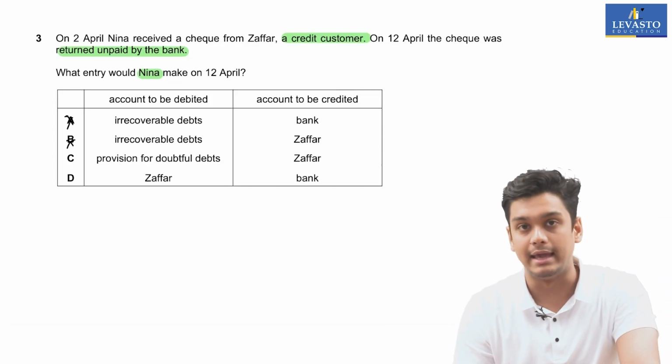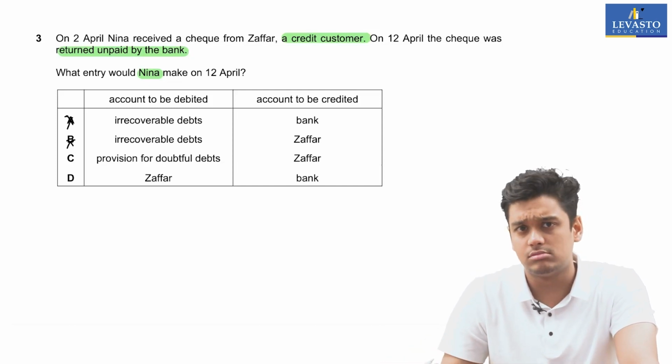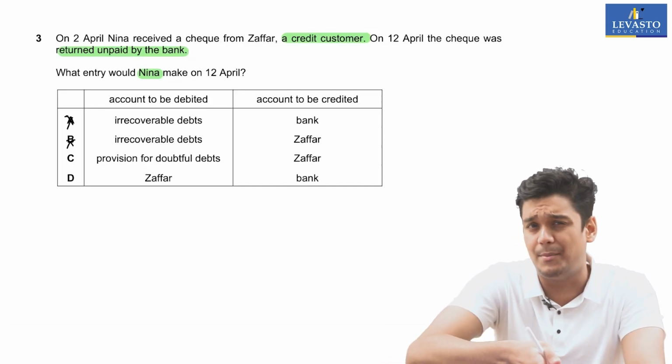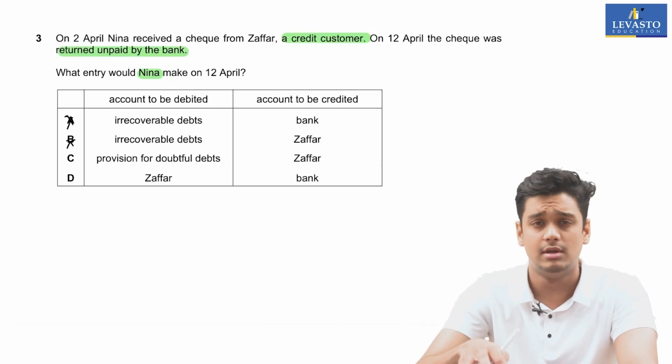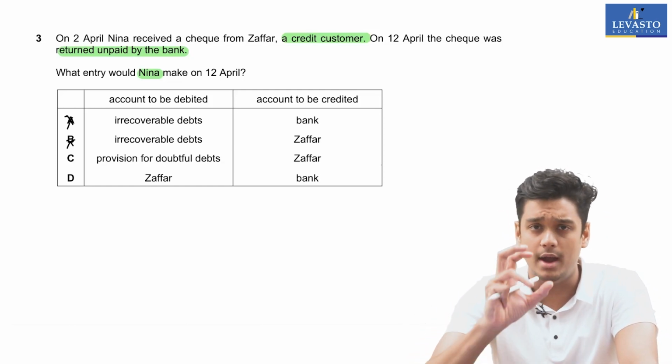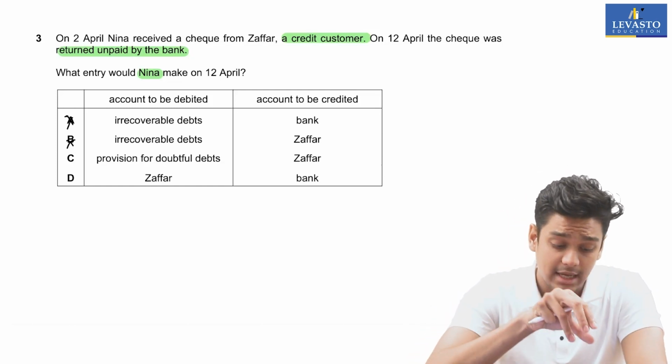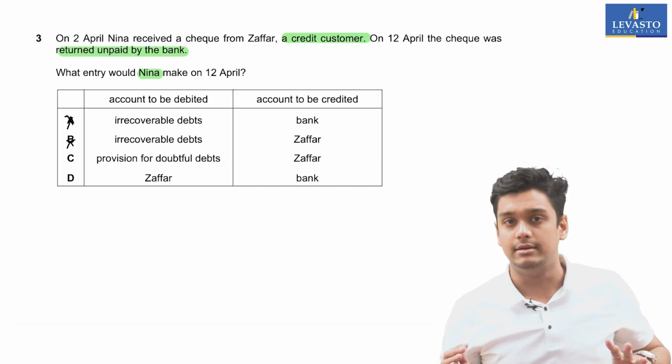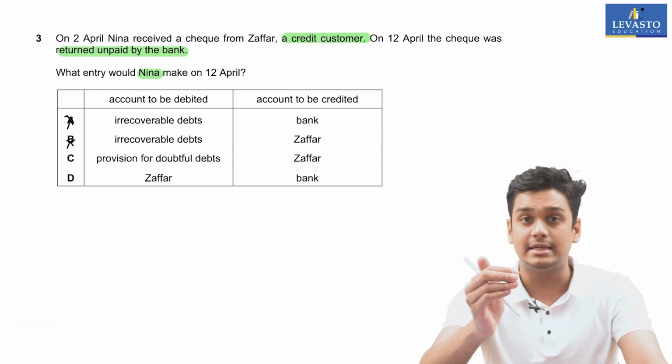It's not a doubtful debt either. Maybe you will have a doubt about whether this particular customer might pay you or might not pay you. But that doesn't matter over here. Here what matters is the exact transaction's double entry. And this particular transaction is a dishonored check.